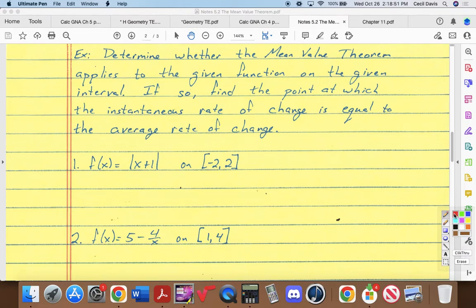All right, so first, let's look at this. Is this function continuous? Is there any place that I can't take an absolute value? Okay, so f of x is continuous on the closed interval from -2 to 2.